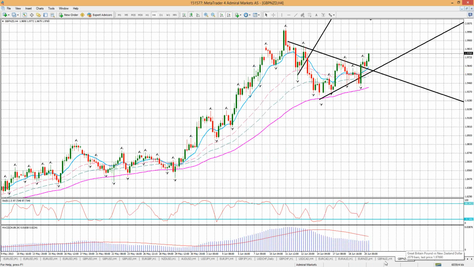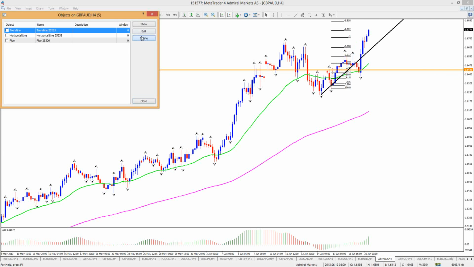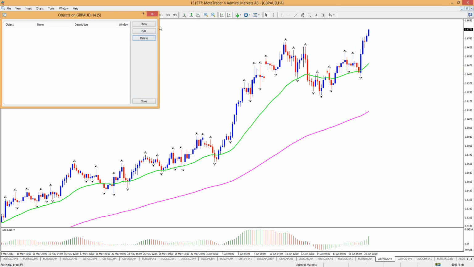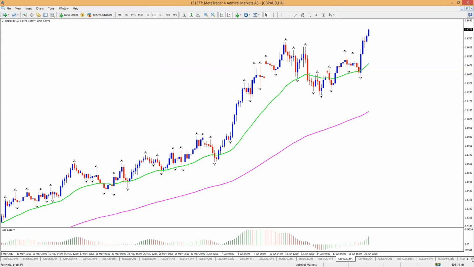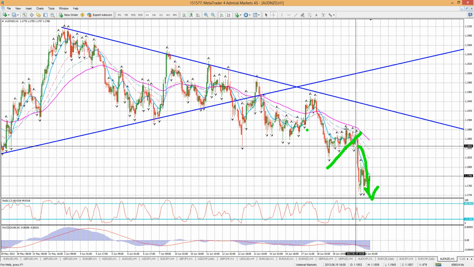Pound New Zealand is a bit weaker. Pound AUD, just like the Euro AUD, definitely same story here, all right? The AUD again showing a lot of weakness against all of them. Even New Zealand had a fall yesterday. AUD New Zealand. Right in here. Boom. Right to target.